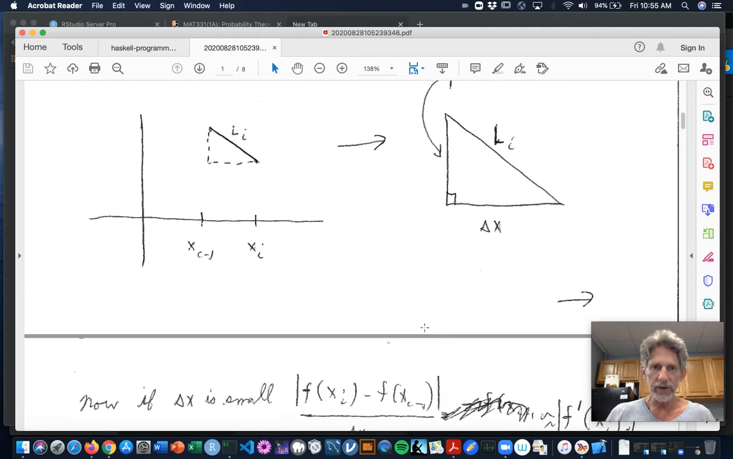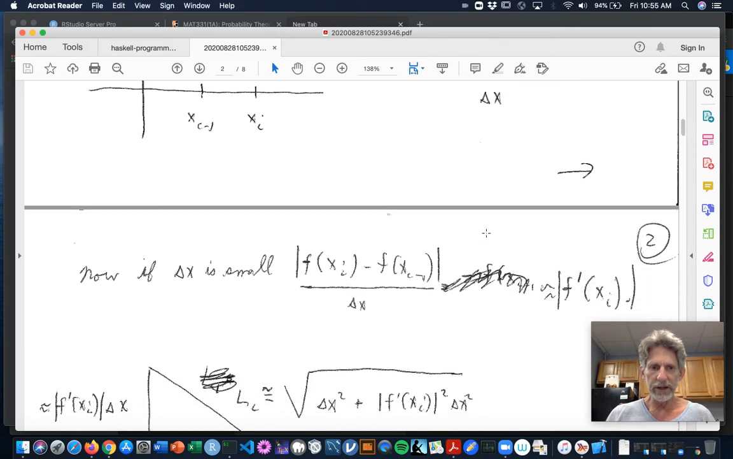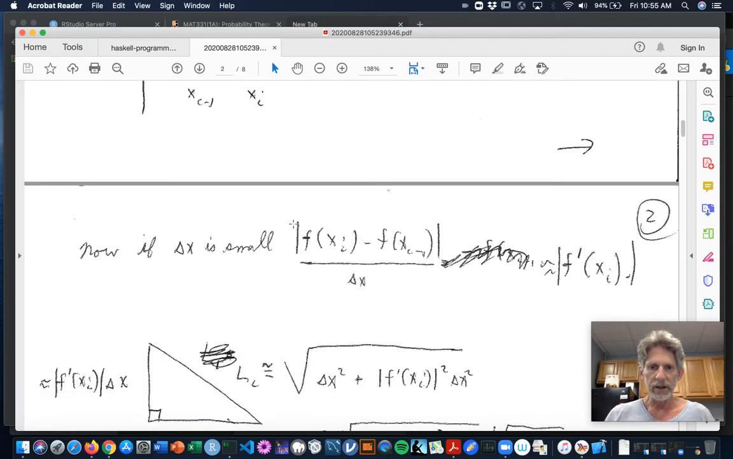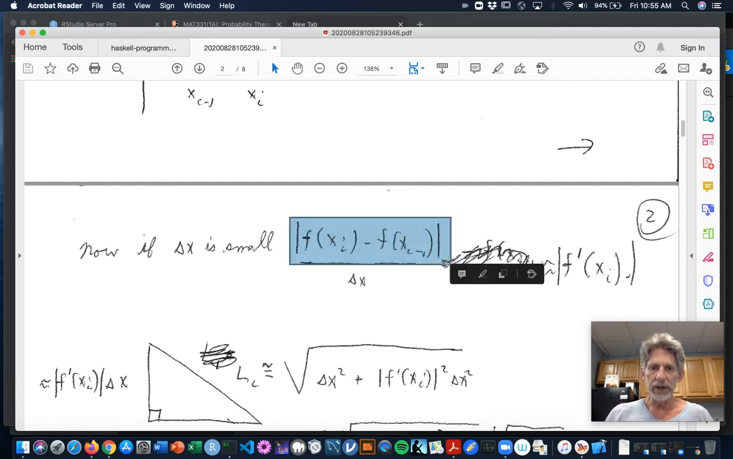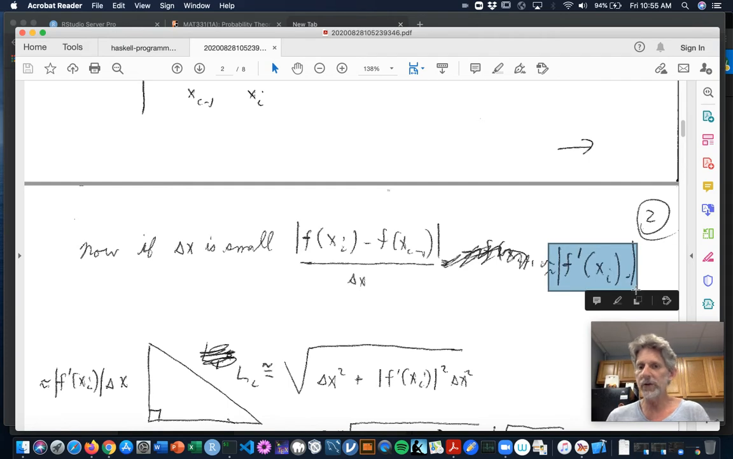Now, what if delta x is really small? What if this is a really small number? That would be a very helpful thing, because you remember the definition of derivative is to take f at an x plus delta x minus f at an x, divided by delta x. And so we've got an absolute value here, and I do this division. If delta x is really small, that should be pretty close to the absolute value of the derivative at the point x_i.